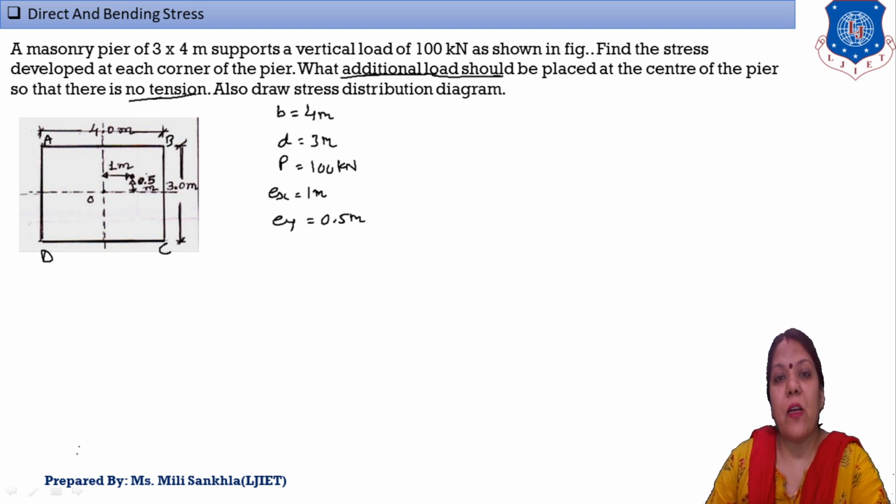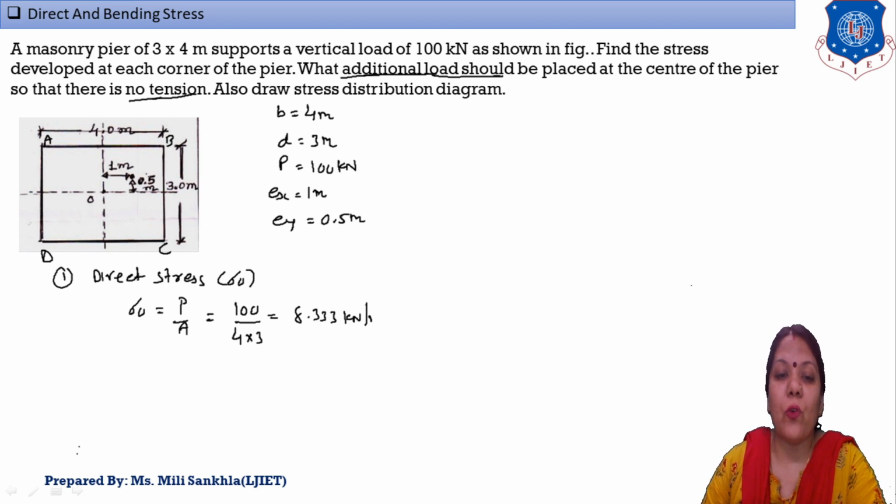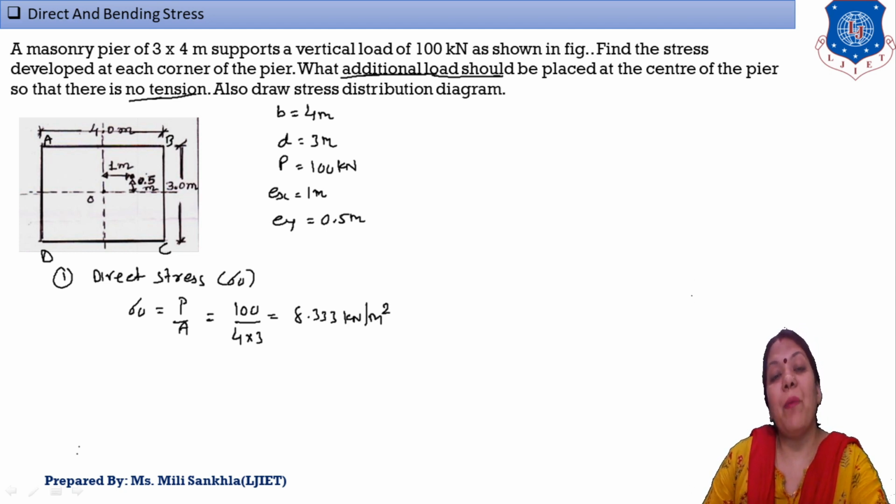Now one by one we find out the first value, that is direct stress. Direct stress notation is sigma 0. Sigma 0 is equal to load divided by area, and the given load on this column section is 100. Area is for a rectangle, that is 4 by 3. The answer for this direct stress is 8.33 kilonewton per meter square, because the dimensions are given in meters, so there is no need to convert into mm.